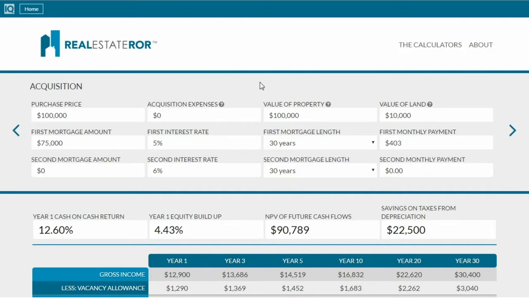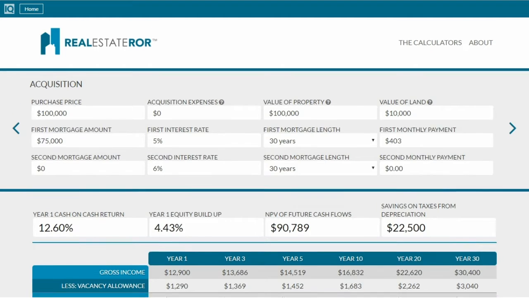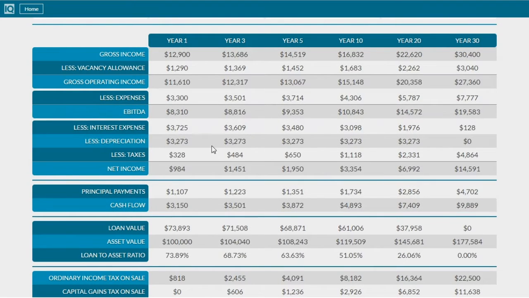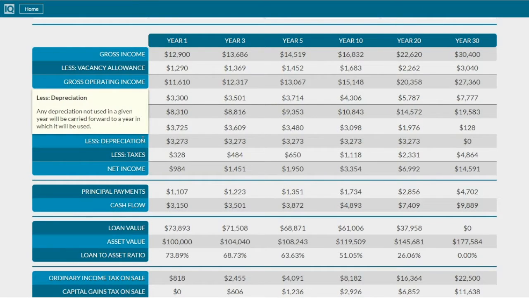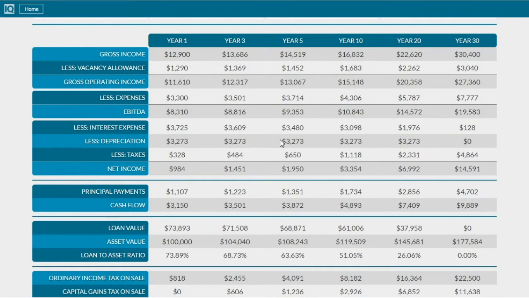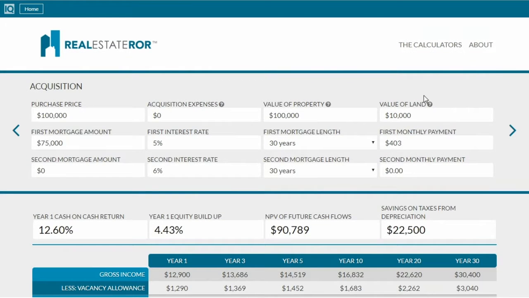You may also be wondering why you need to enter the value of the land for your property. Here's a reason. This calculator automatically calculates depreciation expenses from the property, and according to the IRS, this must exclude the value of any land. Land, of course, cannot be depreciated, and that's why this field requests this information.